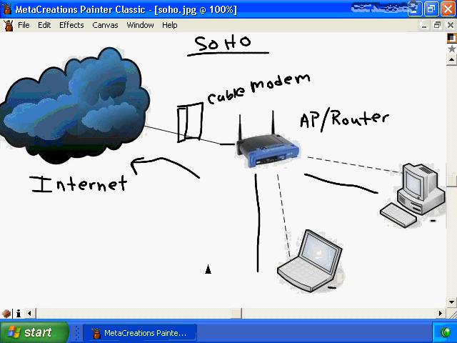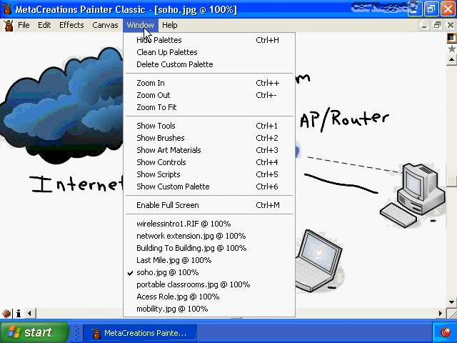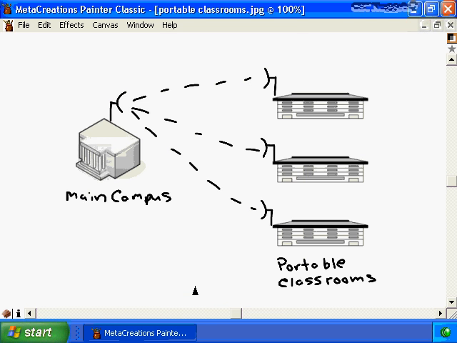Now, the technical term for the signal being weakened is referred to as attenuated. So when you hear that word attenuated, it means that the signal is being weakened. Now, another excellent use for wireless LAN is with mobile offices or mobile classrooms. Let's bring up another whiteboard and take a closer look at this.